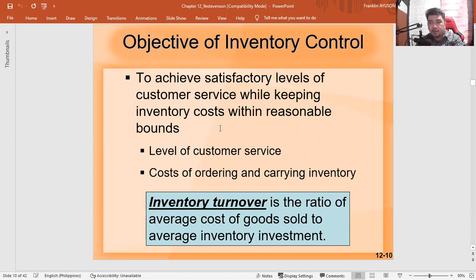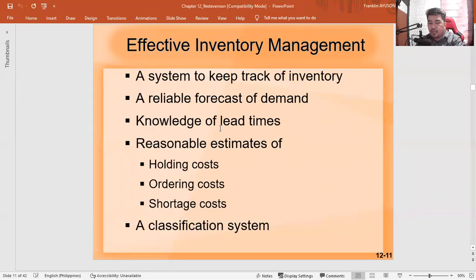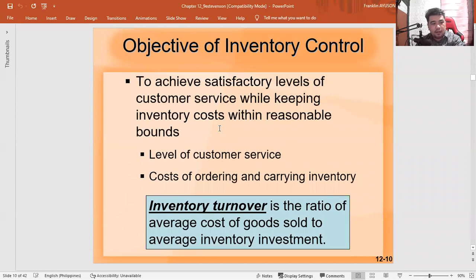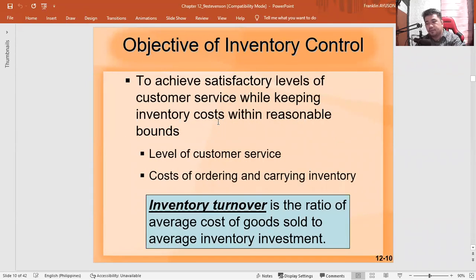Now, two concepts. Of course, inventory being part of the assets of the organization, it is being protected, and we use this asset as part of our way to satisfy our customer. And so achieving again a satisfactory level, or the right level of inventory, ensures customer service and customer satisfaction. So meaning to say our inventory control affects our customer service. More so, it affects our costs in terms of ordering and carrying inventory.